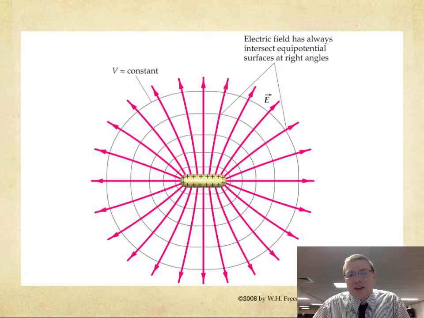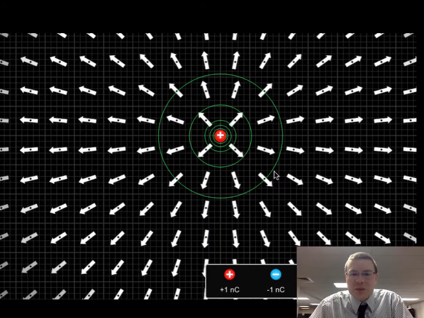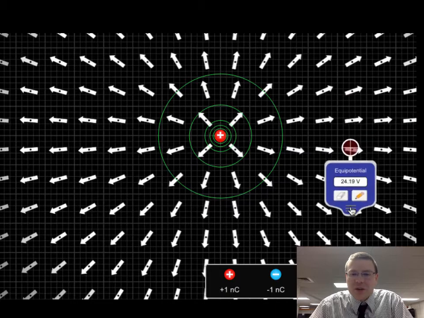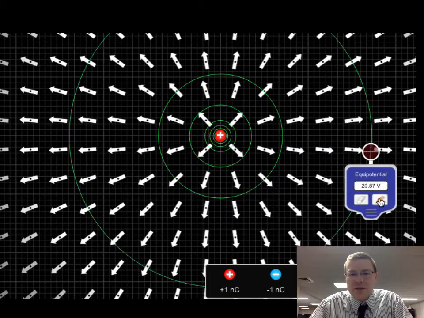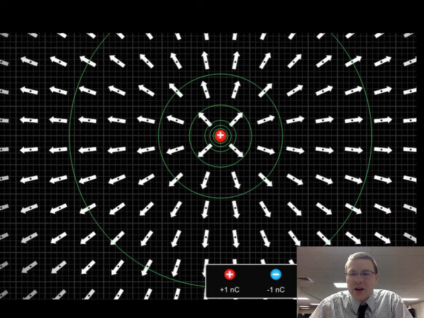The nice thing about that is that the electric field is always perpendicular to an equipotential surface. You can see my potential surfaces here. I'll make another one out here at 20, and you can see no matter where we make a potential surface, the electric field is always 90 degrees to that surface.